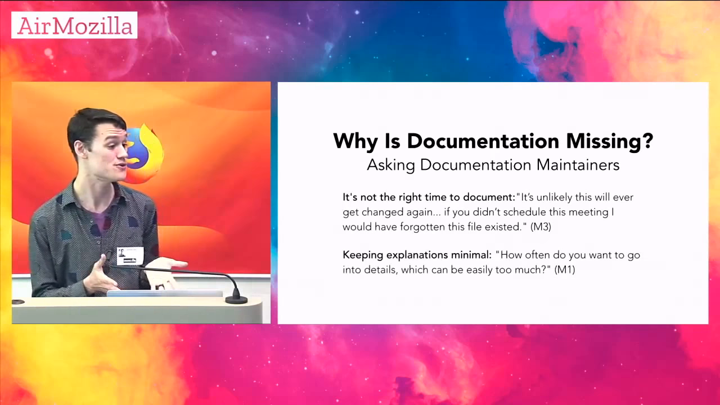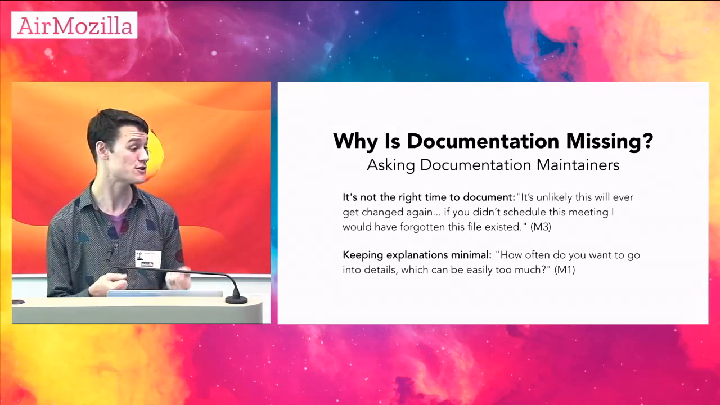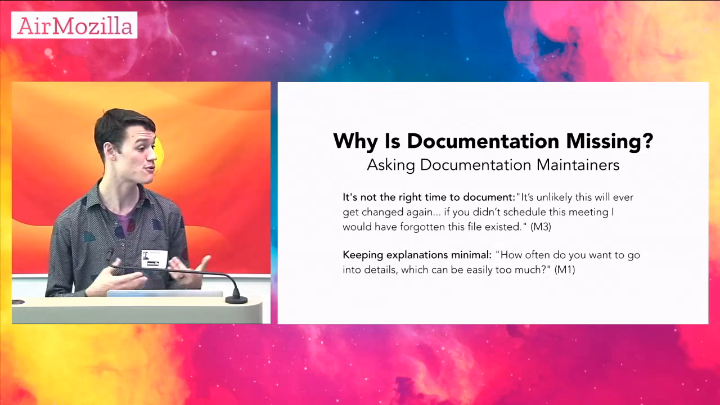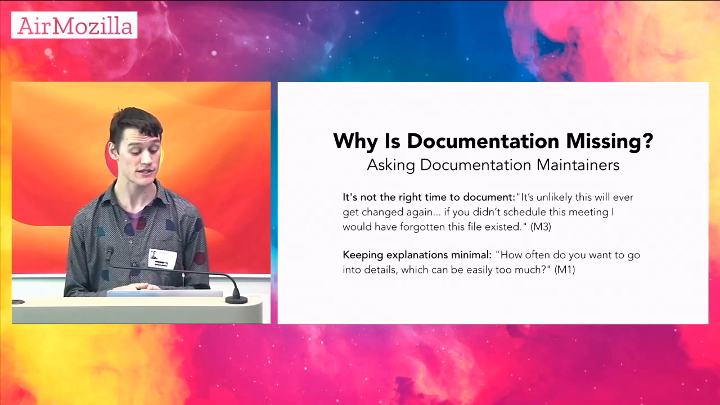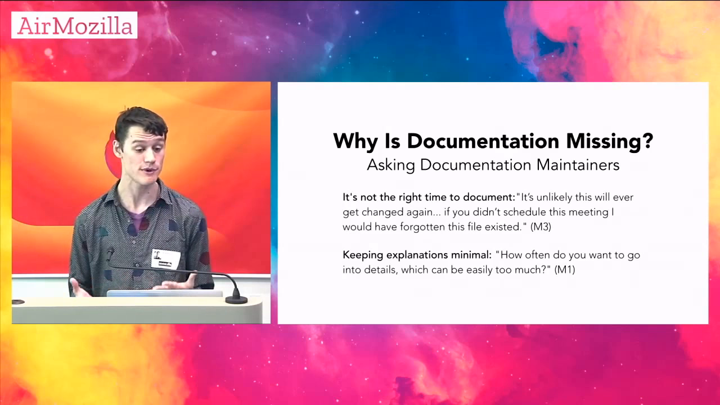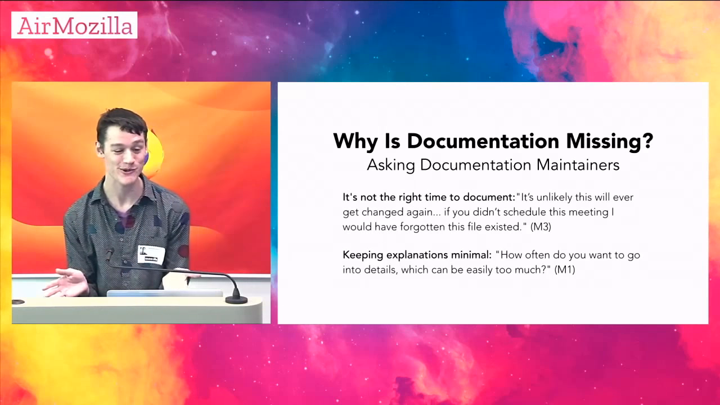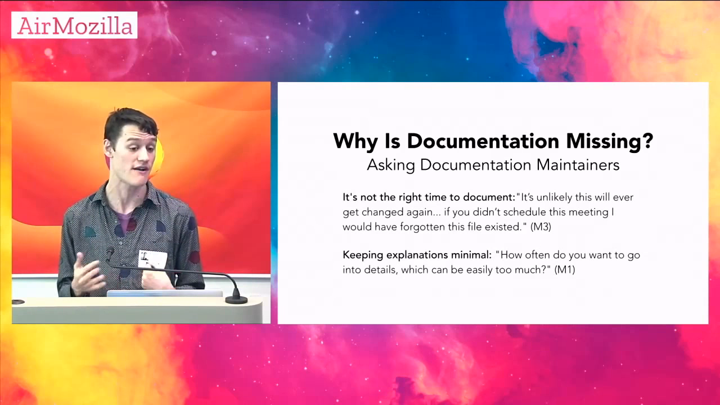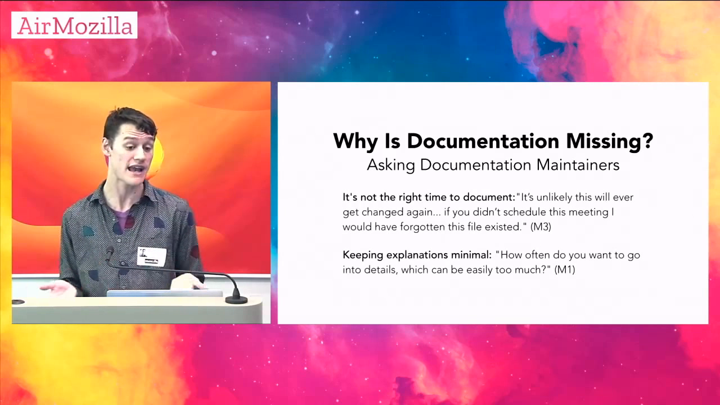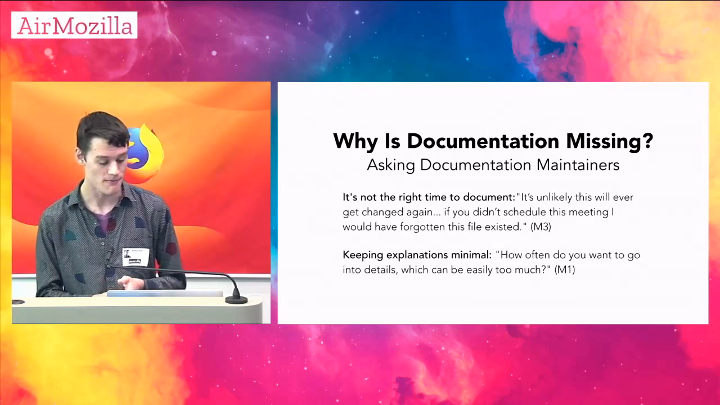There's also this issue of this tension between keeping explanations minimal and concise and appropriately detailed. In the words of one of the maintainers, how often do you want to go into details which can easily be too much? If you answer every possible question about an API, you're going to have these walls of text that are going to get in the way of people navigating the code and reading any of the documentation.